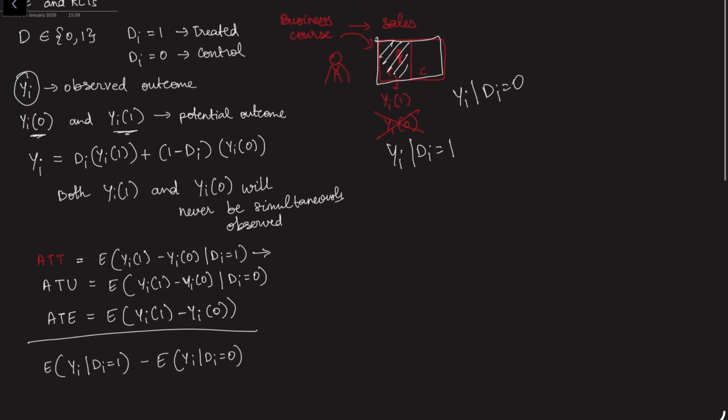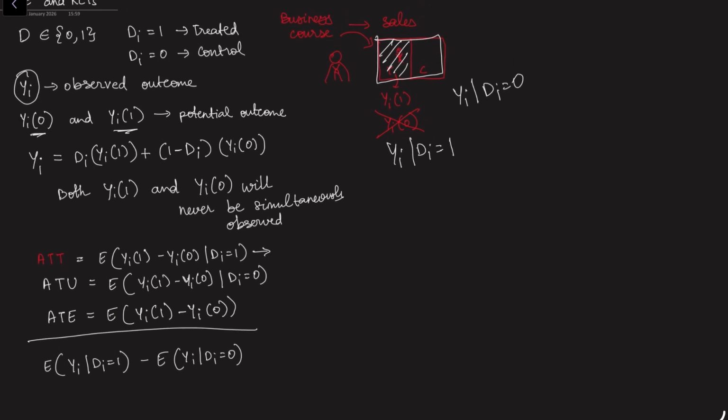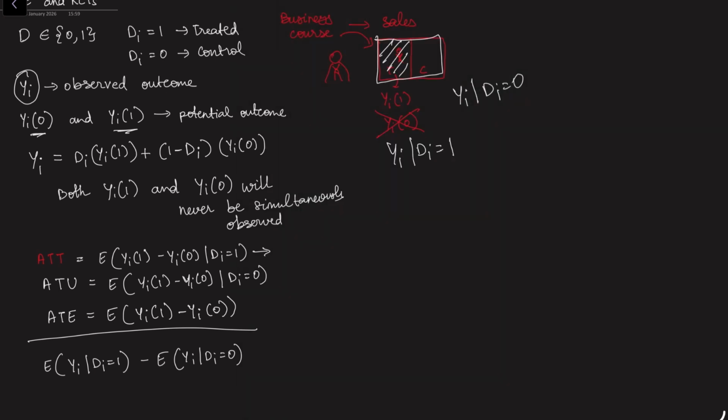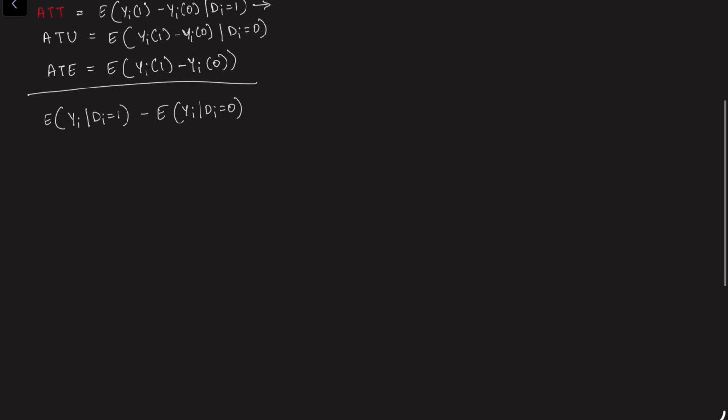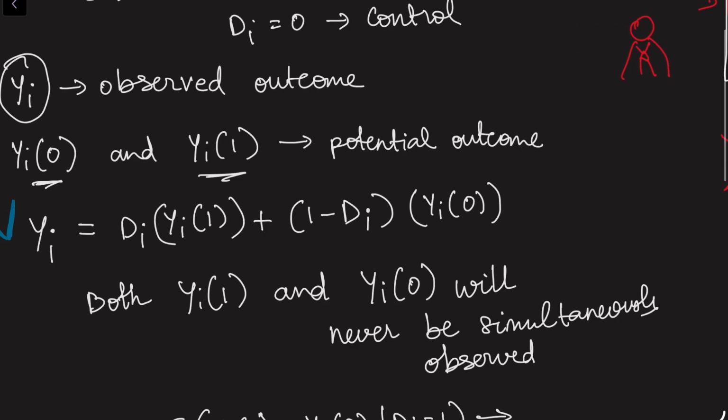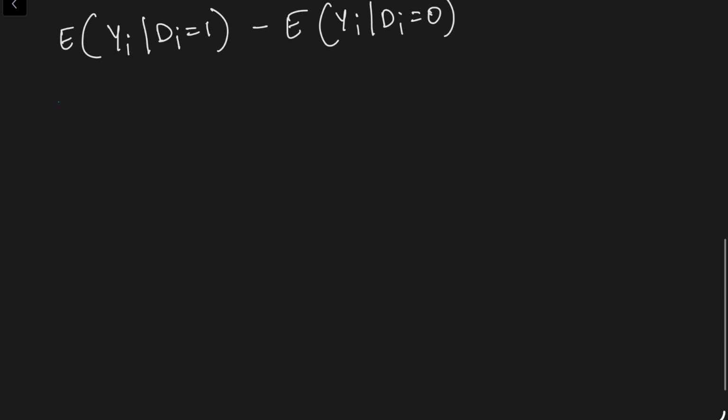So remember and recall that I told you the observed outcome can be written as a function of the potential outcome, right? So let's do just that. Let's take this observed outcome and try to write it as a function of the potential outcome.